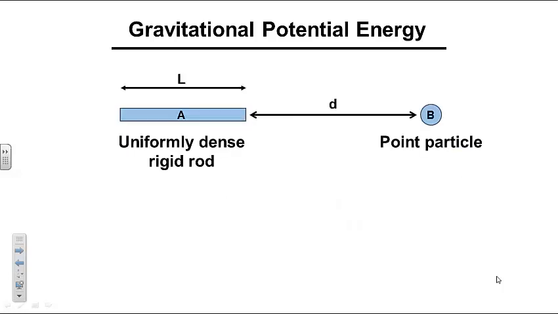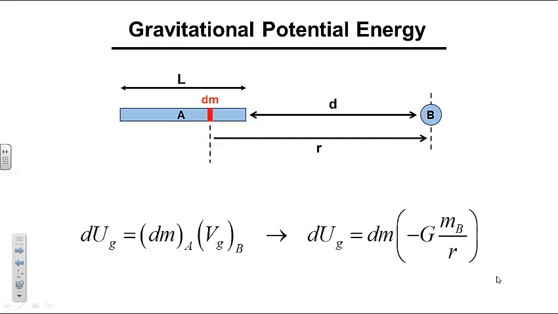Now let's calculate the gravitational potential energy of this system, which consists of a uniformly dense rigid rod, denoted by A, and a point particle, denoted by B. We can consider this gravitational potential energy to arise from interactions of infinitesimally small bits of mass in the rigid rod and the gravitational potential of the point particle. Since these little bits of mass are infinitesimally small, we can model them as point particles and therefore use our equation for the gravitational potential energy of a point particle.